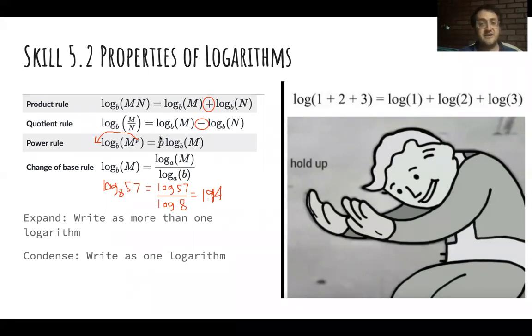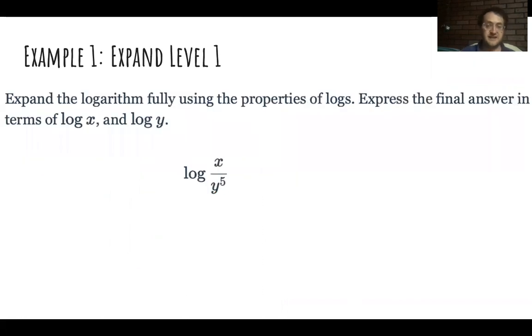Another thing that you're going to see a lot today is expand. That means that you go from one logarithm to writing more than one logarithm. And then condense just means that you write as a single logarithm. So we're going to look at some expand and some condense problems. All right.